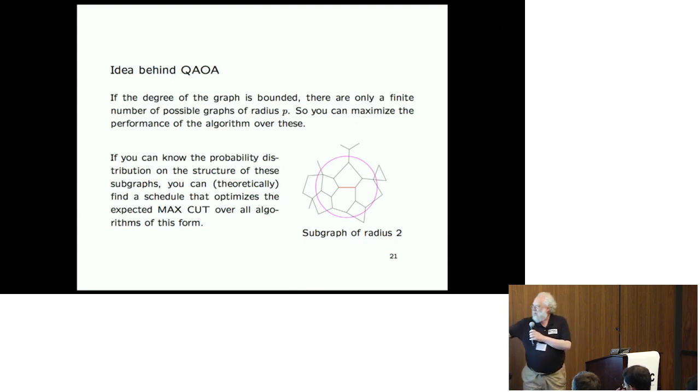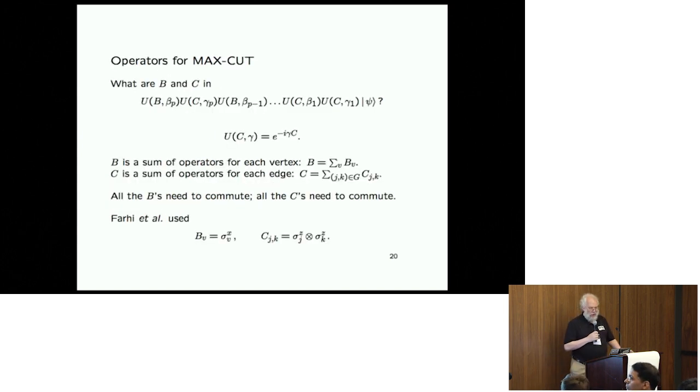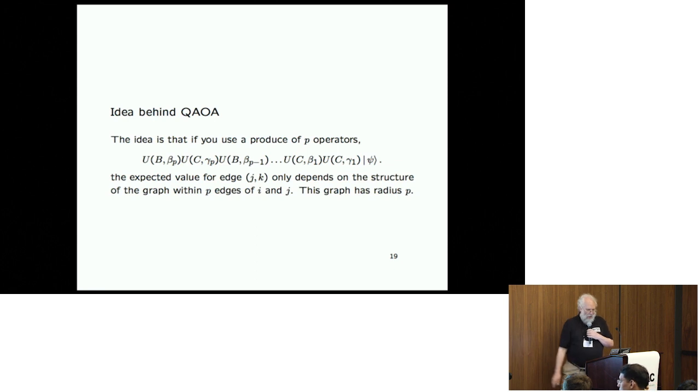We have to look at the subgraph of radius 2 around this edge, and the expected value of the contribution of that edge to that cut just depends on this graph within radius 2 of this edge. So what we need to do is maximize the value of this thing for all edges.